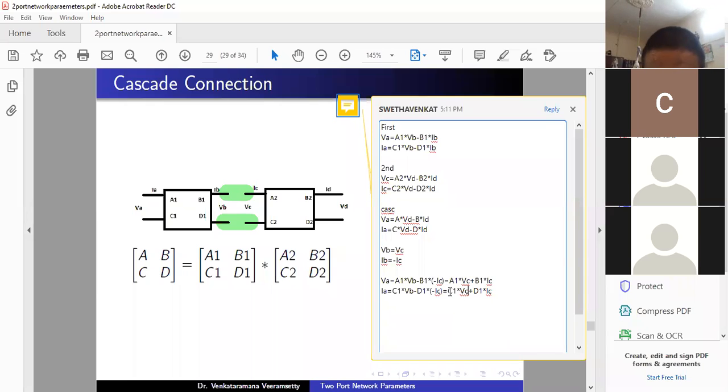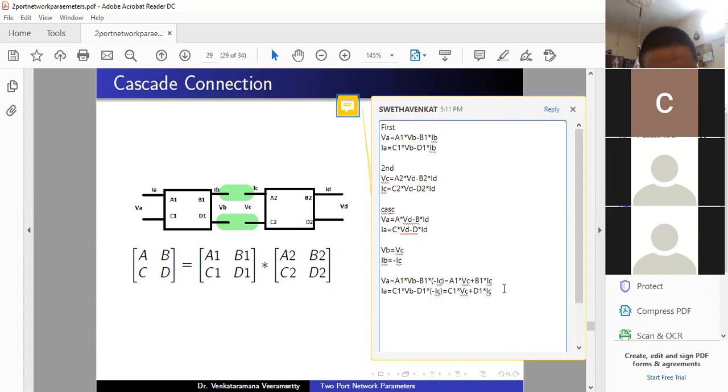Okay? So as VB equal to VC, A1 into VC and C1 into VC. Because VB equal to VC, in place of VB I am placing the VC. So A1 into VC and C1 into VC. And IB equal to minus IC, so here I am taking the minus IC, here also I am considering the minus IC. So it will become plus B1 into IC like this. Okay?